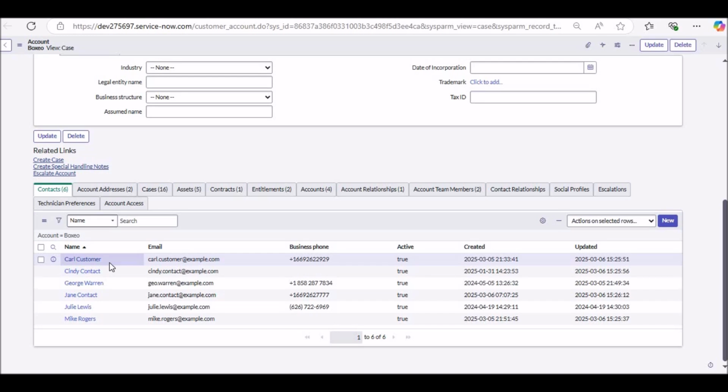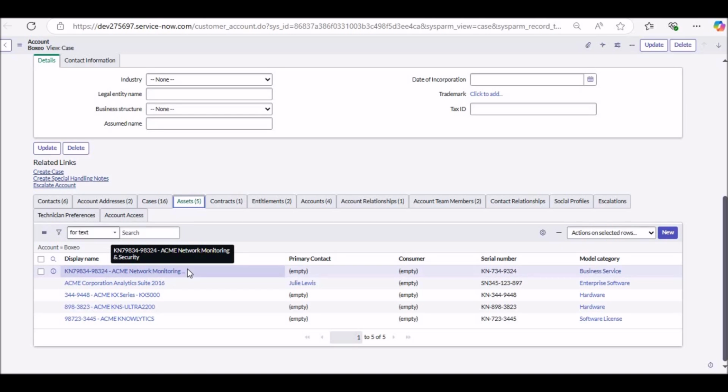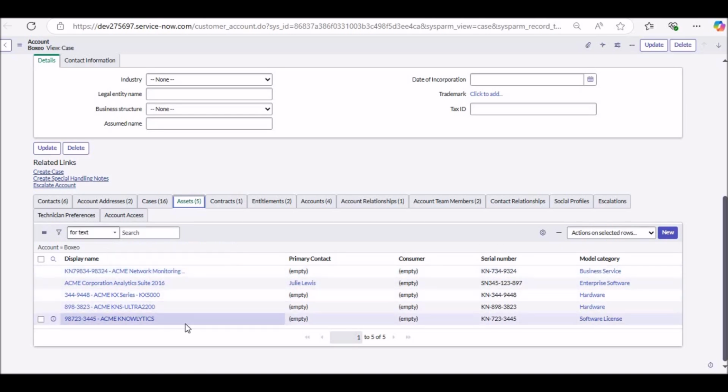But what are those products we are talking about? We are talking about the assets mentioned here. These are the assets which are used by Boxio, which are sold to Boxio.